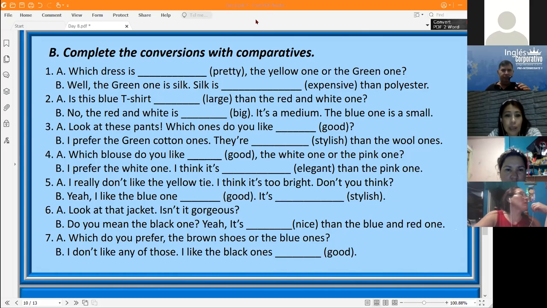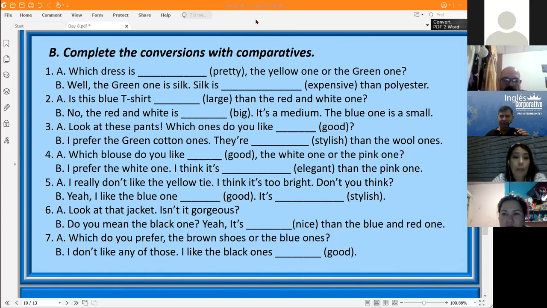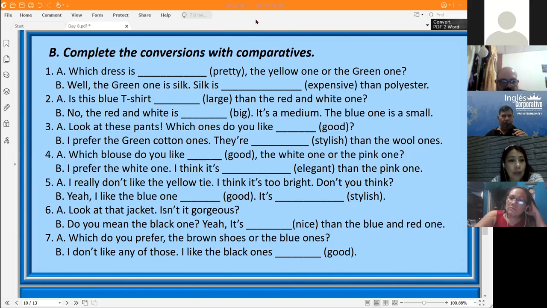Let's see who likes to do five. Volunteers for five? Me, teacher. Okay, yes, please. And who is the other? Yami. Okay, Roberto and Jamile. Okay, very good. Number five. I really don't like the yellow tie. I think it's too bright. Don't you think? Yeah, I like the blue one better. It's more stylish. Okay, thank you very much.